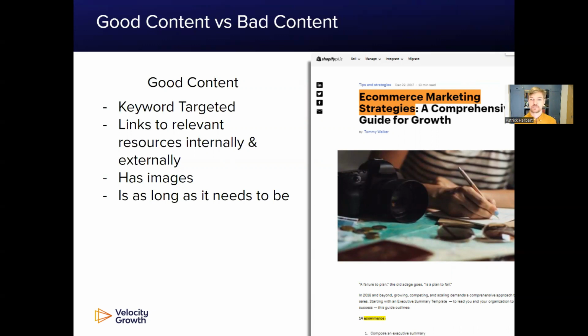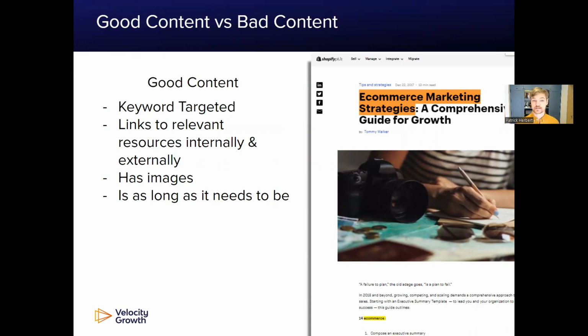I won't point fingers at any particular person or any particular place, but there are certain people who definitely are working on SEO from 2004 or 2014 or something like that, and not from today's algorithm standards. So good content is keyword targeted, makes sense for SEO, right? You want to target a keyword. In this example, we've got e-commerce marketing strategies as the keyword written on Shopify Plus.